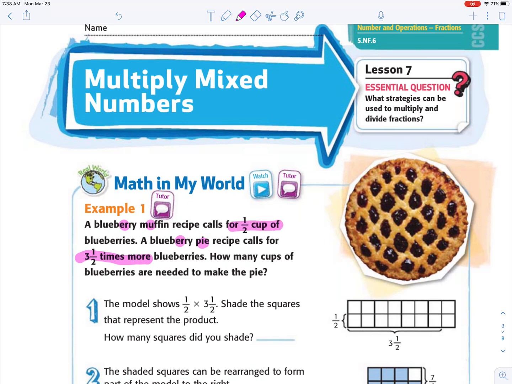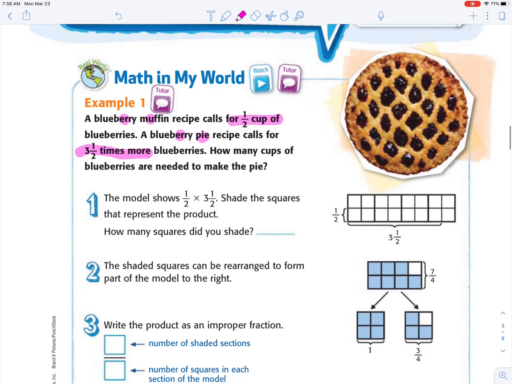But we need this 1/2 cup of blueberries because that's going to be our starting point, to know that when I multiply the 1/2 cup in the muffin, I'm going to get 3.5 times more. And again, that word times is a very good clue that you're going to multiply. So here in the model, we're going to show 1.5 times 3.5. So first we're going to shade the squares that represent the product.